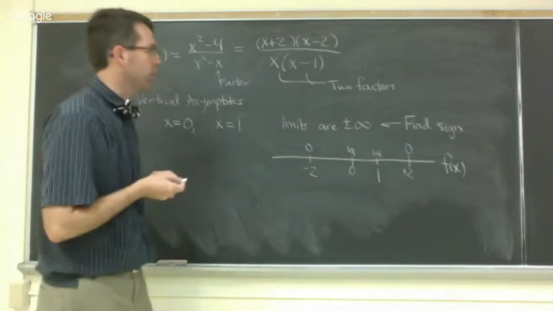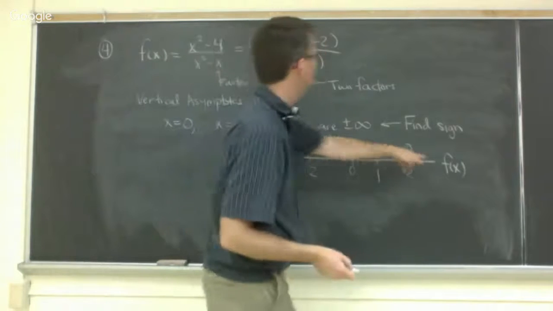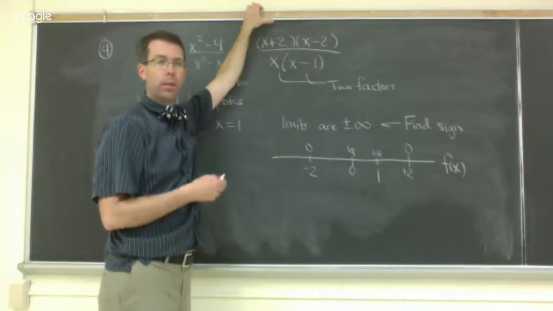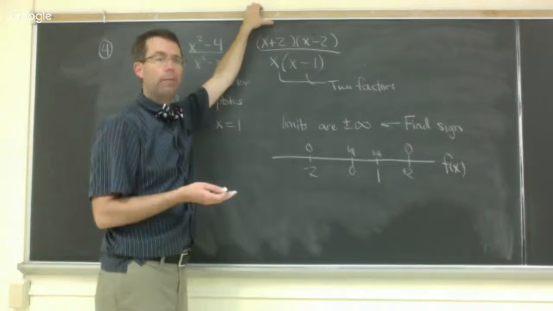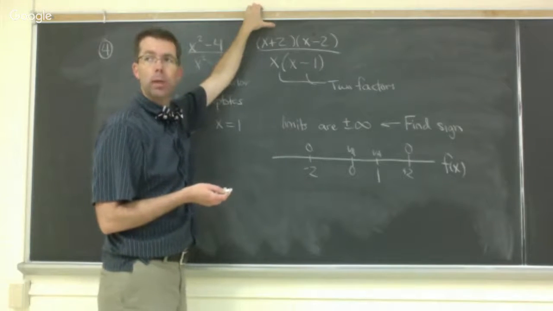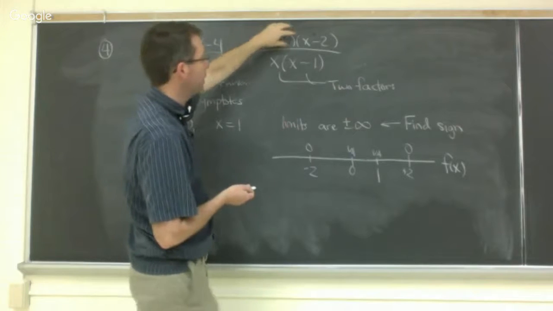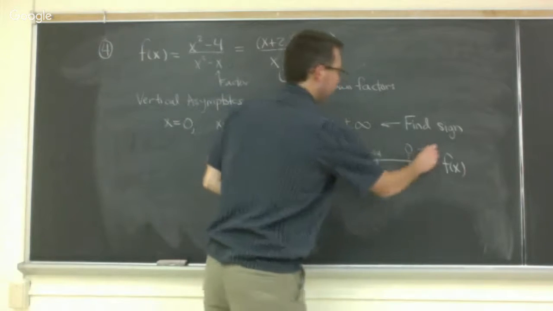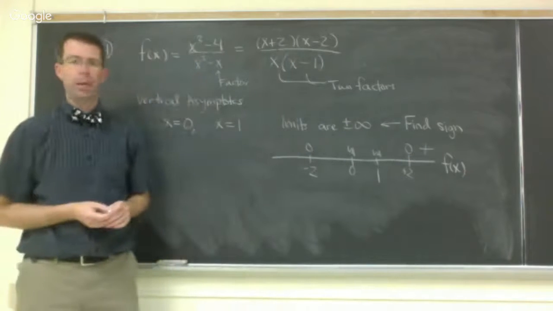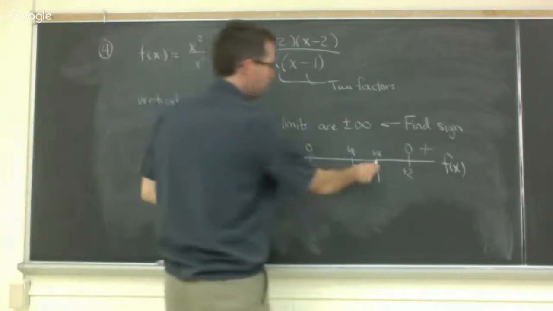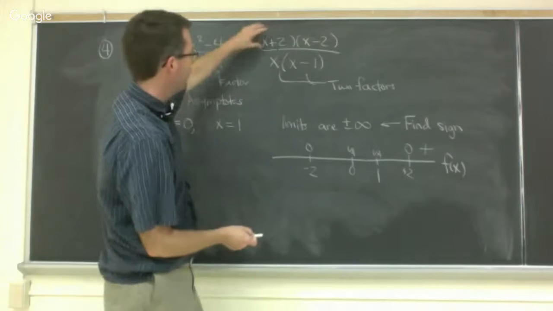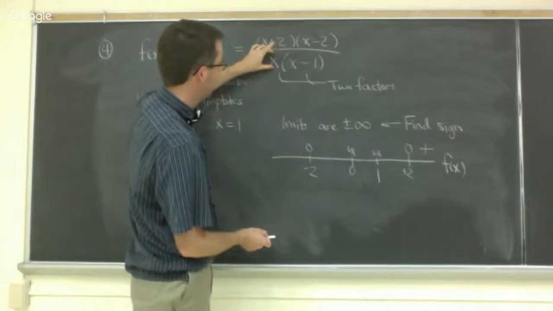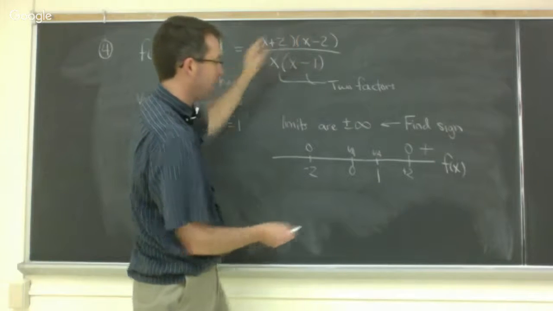Just try numbers, right? So let's start way on the right. Plug in 3, and remember, we don't have to know the value. All I have to do is find positive or negative. If I plug in 3, I get positive, positive, positive, and positive. So it would have been a positive sign. Something between 1 and 2, like 3/2: positive, negative, positive, and positive. So I get 1 negative, that's going to be negative.